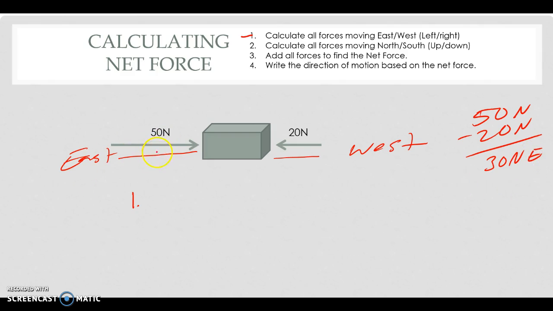You can see here that this 50 newtons is a stronger force. The arrow is longer and it's moving east, so this object has a total force east to west of 30 newtons east.